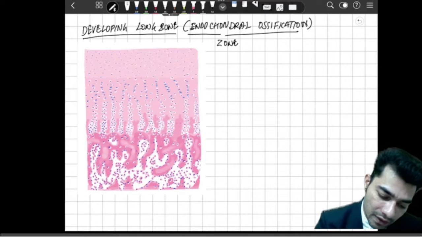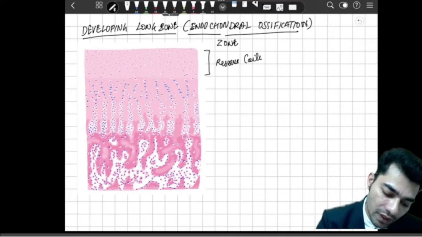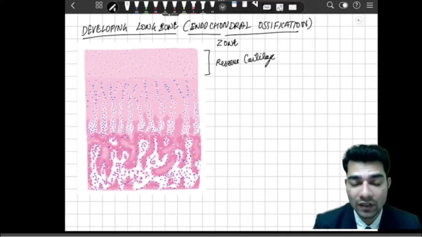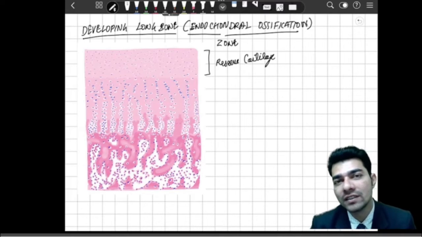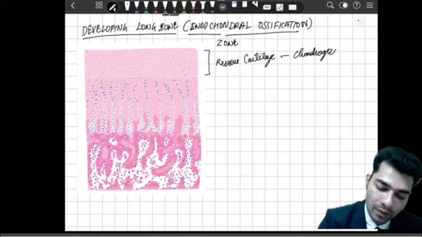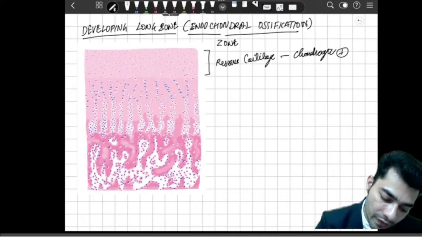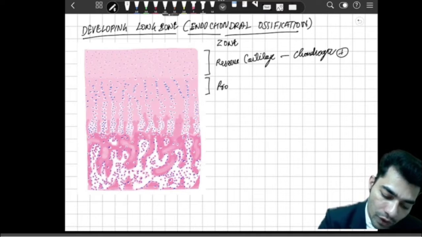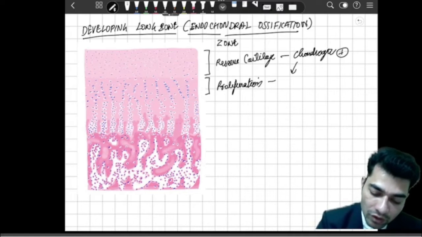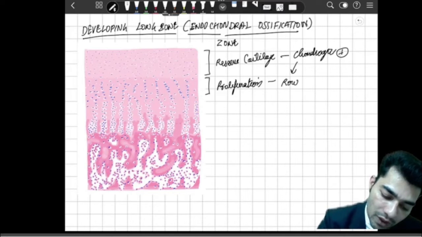Okay, this is the zone of reserve cartilage. In this, the basic chondrocytes are present within the matrix, followed by this zone, which further develops and becomes the zone of proliferation. Zone of proliferation. In this, chondrocytes multiply mitotically and arrange themselves into rows.